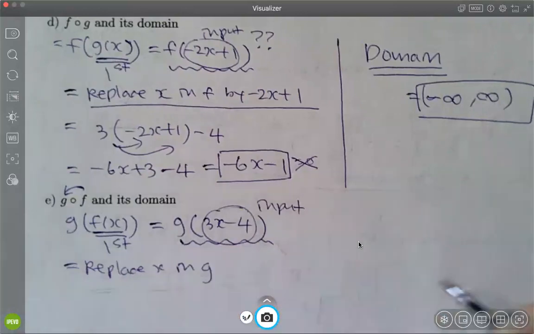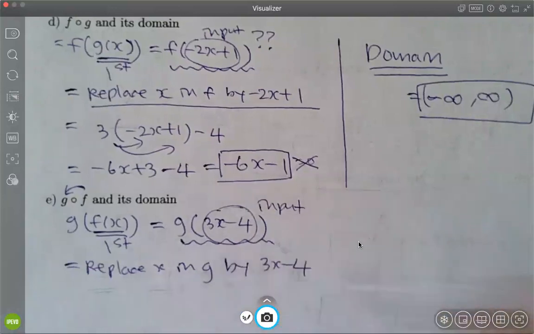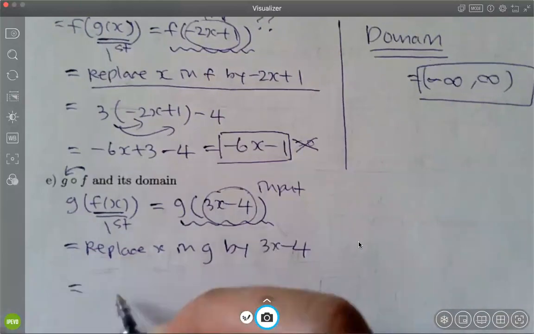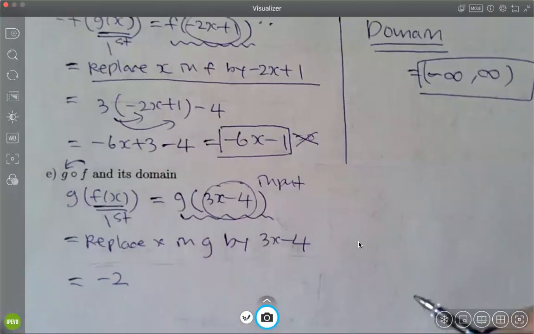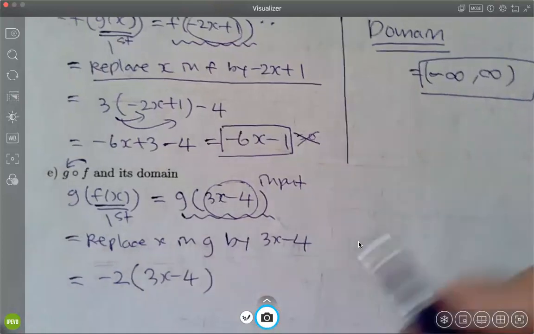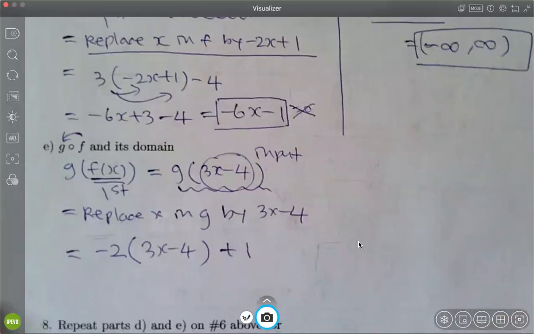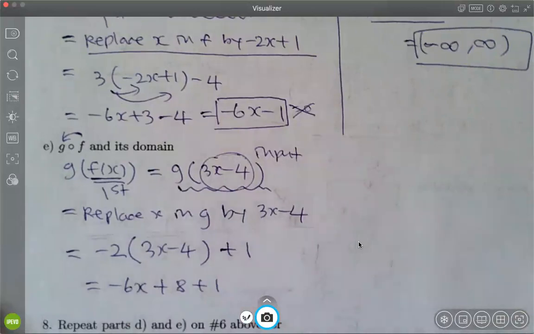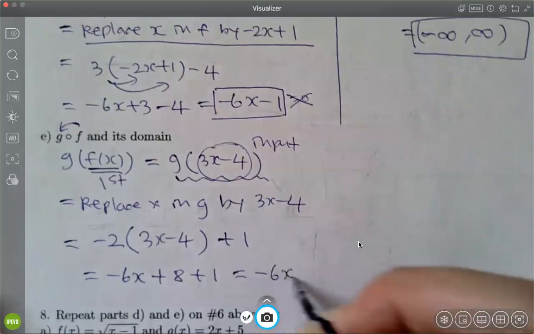Okay, by 3x minus 4, right? So what do you get? Negative 2 stays the same, and then instead of x, you have 3x minus 4, and then you have plus 1 in the back, right? So what is this? Negative 6x plus 8 plus 1, right? So what is this? Negative 6x plus 9, right?